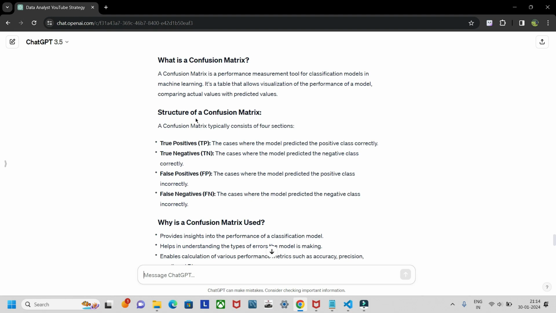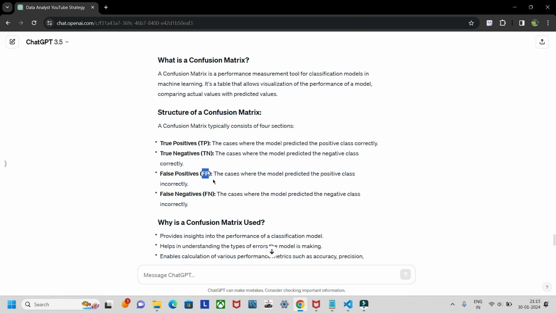Okay, so the structure of a confusion matrix basically consists of 4 sections. True positive means the cases where the model predicts the positive class correctly. Suppose you consider binary classification, where the pass value is 1 and the fail value is 0, then true positive is 1 basically. If your model predicts 1 and the actual value is also 1, then it is considered a true positive. And if the model predicts 0 and the actual value is also 0, then it is considered a true negative.